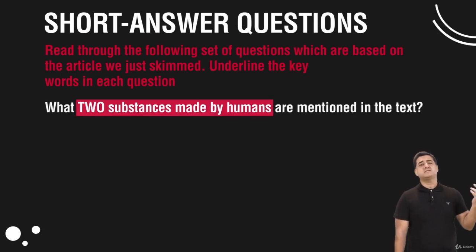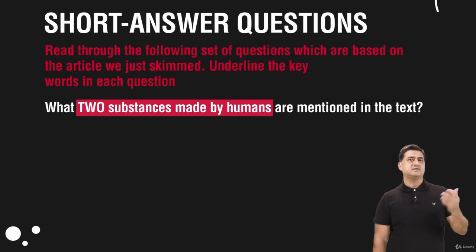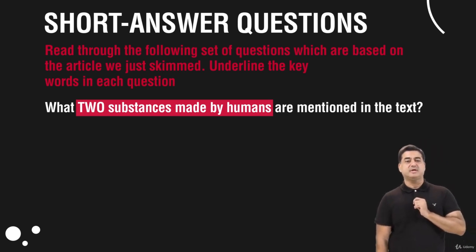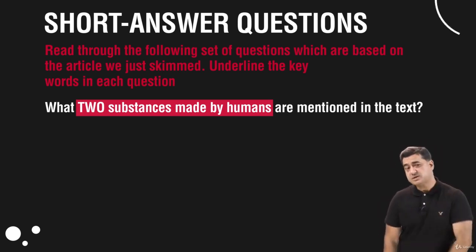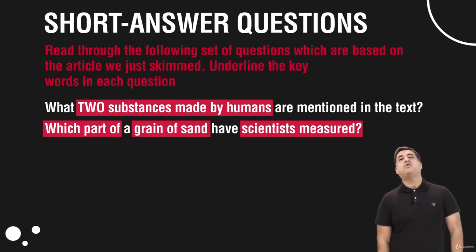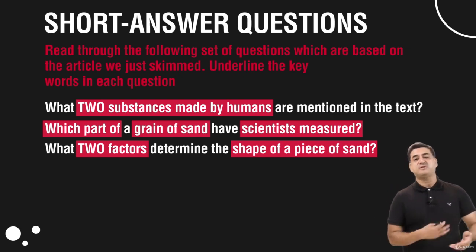What two substances made by humans are mentioned in the text? So these are the keywords that now we have to scan in the passage. Next question says, which part of a grain of sand have scientists measured? What two factors determine the shape of a piece of sand?